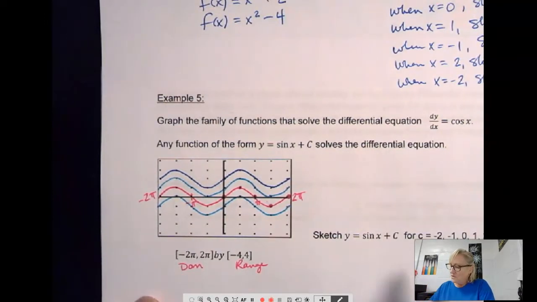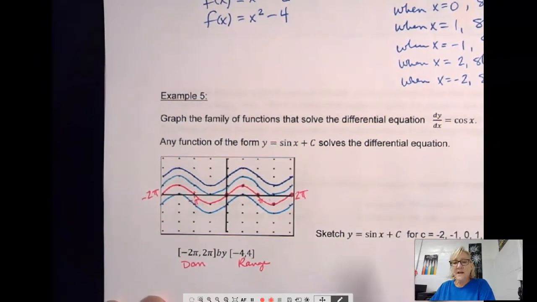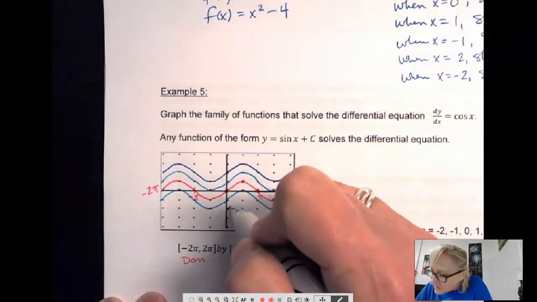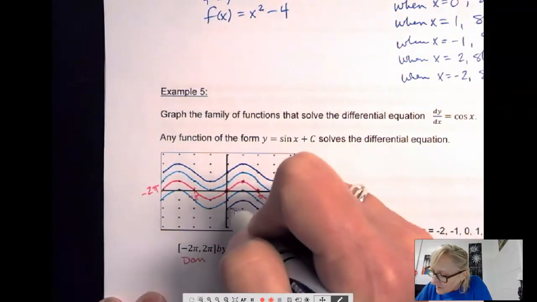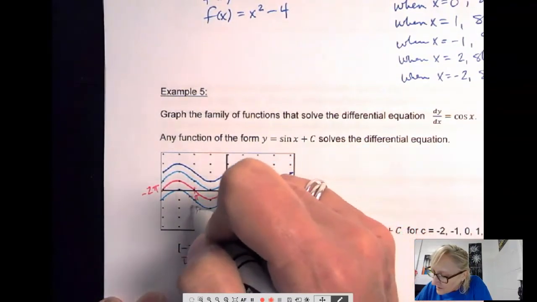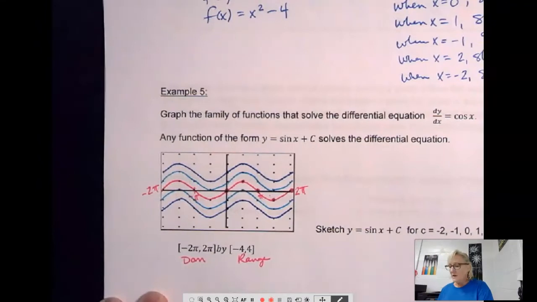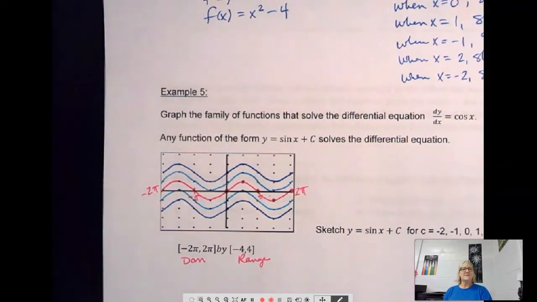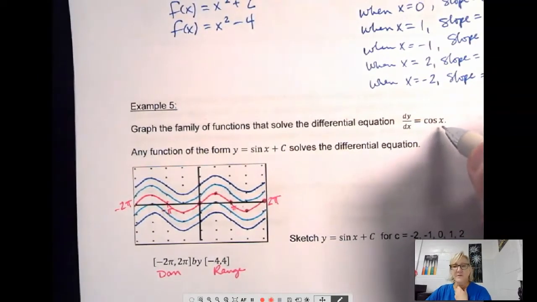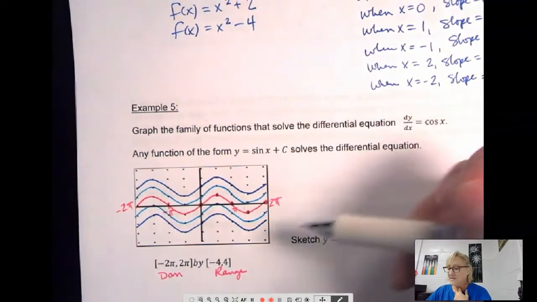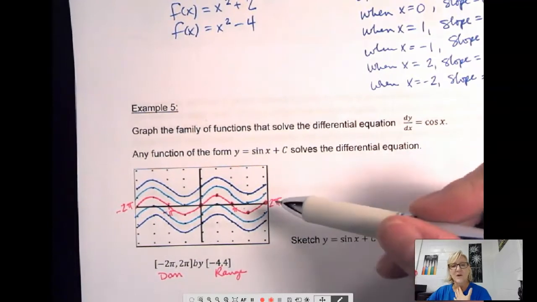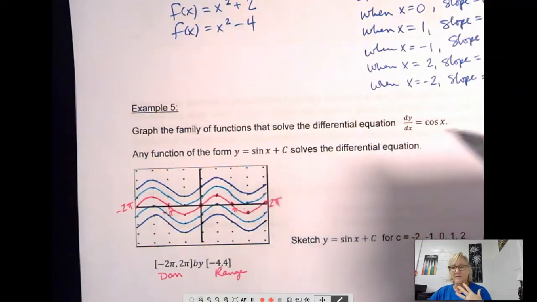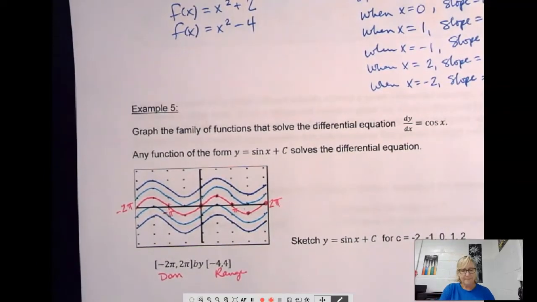Now, we'll do c equals negative 2, so sine x minus 2. And so these are just going to shift down again. So that represents a family of functions that fit this derivative, because we don't know what c is. Now c doesn't have to be one of these values here, but it could be. It's just representing what the whole family of solutions would look like.